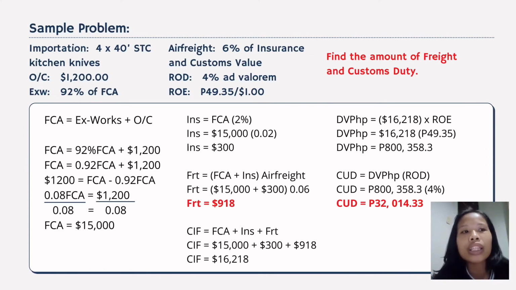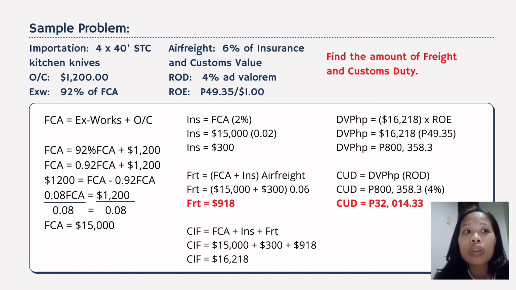So we must find the amount of insurance. Insurance equals FCA times 2%. So the insurance equals $15,000 of FCA times 0.02. So the answer is insurance equals $300.